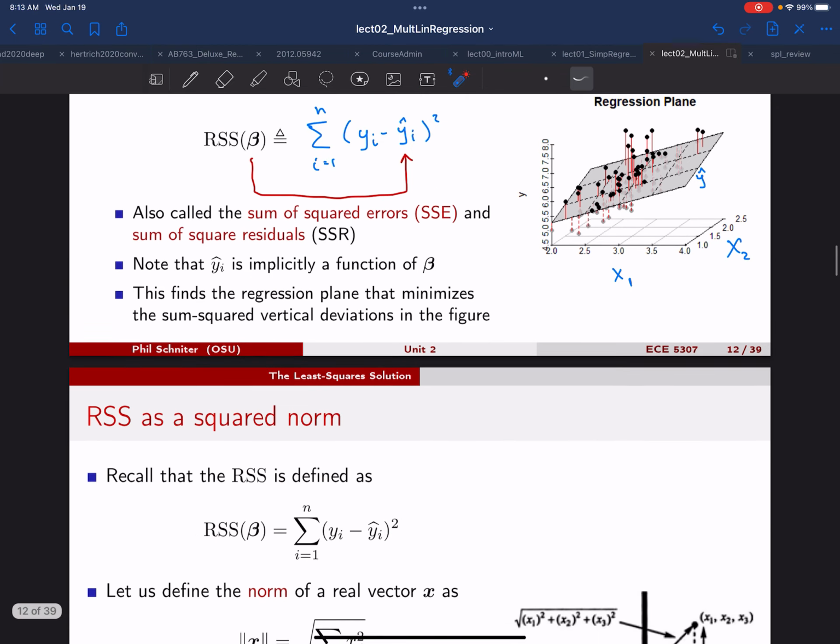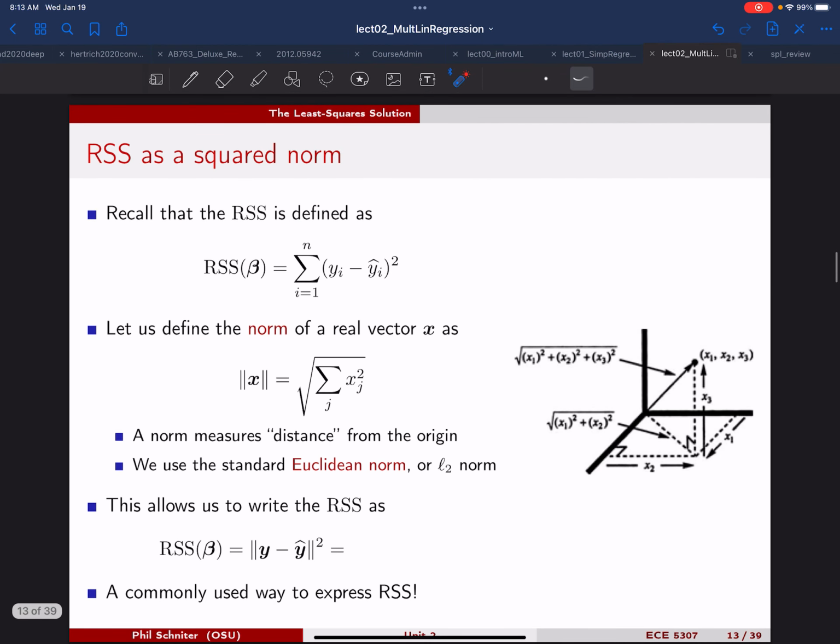Okay. So now we're gonna work on this RSS, which here it is again, with a little bit more linear algebra. So the first thing we're going to do is write this as a norm. So what is a norm? A norm is a way of measuring the length of a vector. There are different kinds of norms. The most common one is the Euclidean norm, also known as the L2 norm. And the Euclidean norm is distance as the crow flies, as we expect.